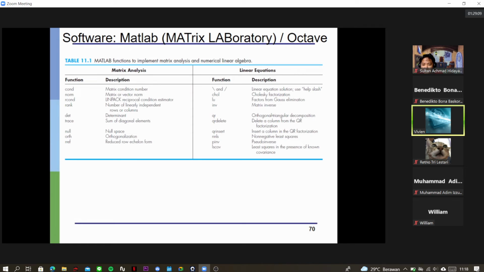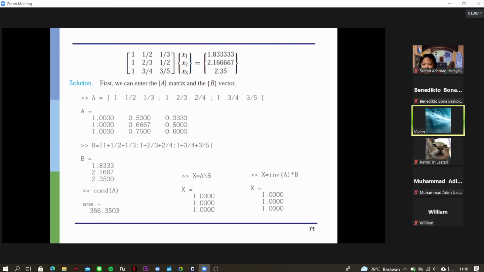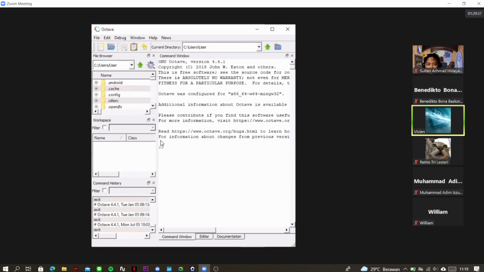So if you have MATLAB, you can try to open it, so that we can try using the same matrix that we had before. In MATLAB. I will try to share here. I don't have MATLAB, but I have Octave. So here is Octave. It's pretty much similar.